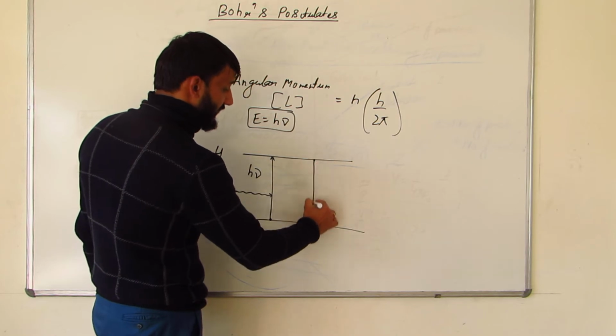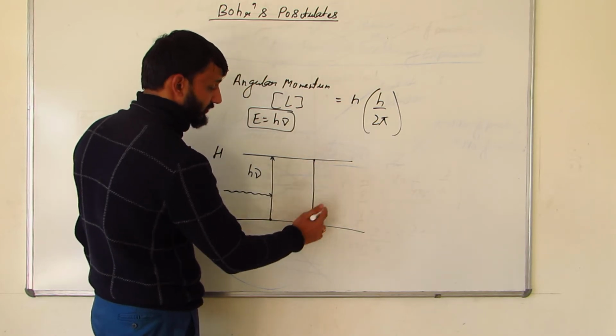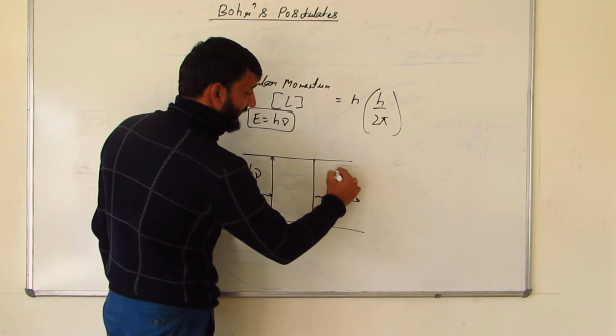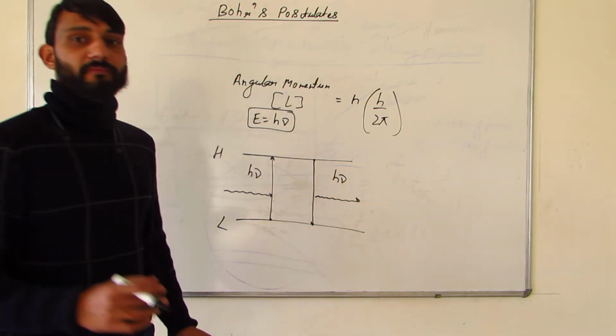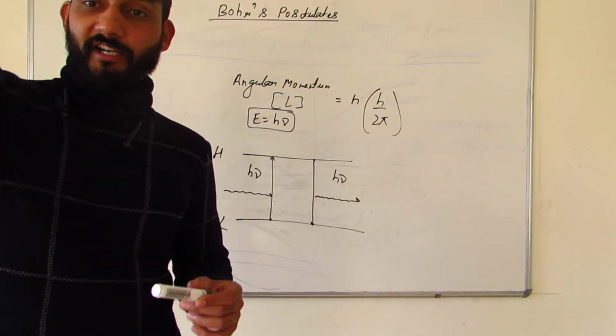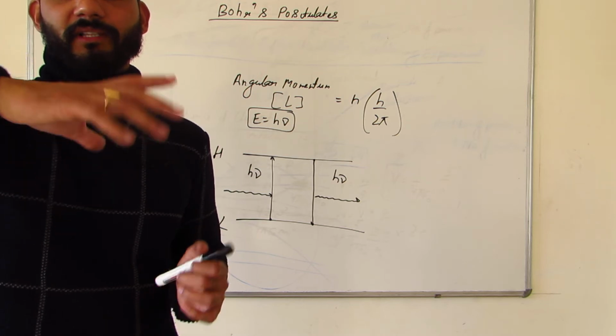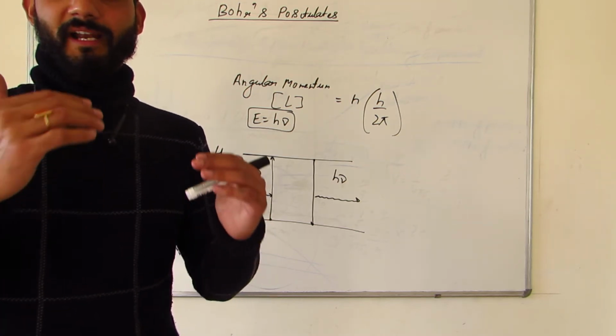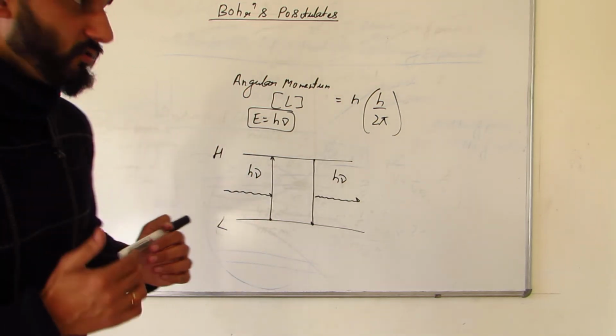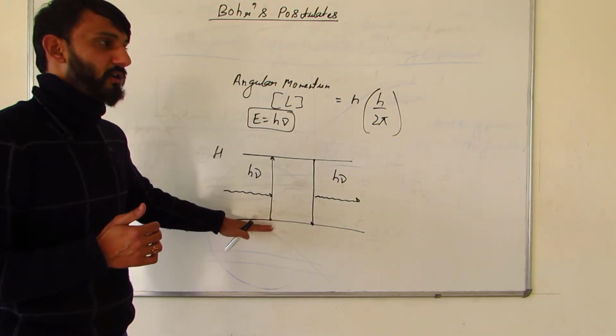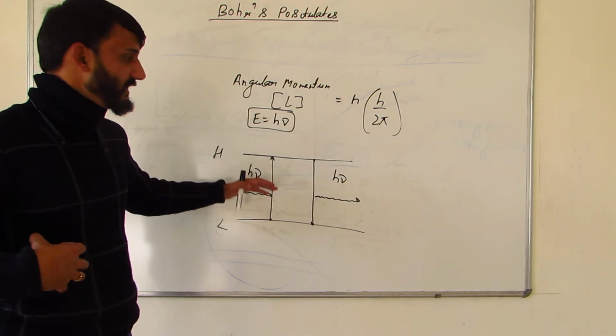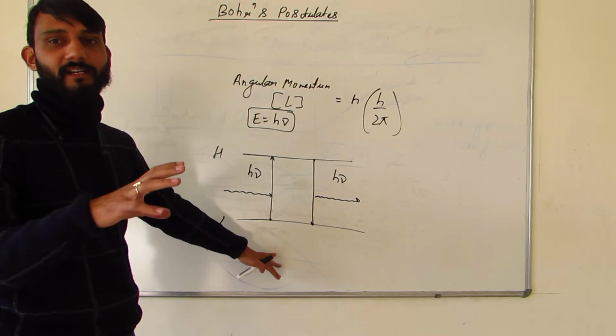When it jumps down from the higher orbit to the lower orbit, it emits this h nu. So, unlike what Rutherford said, that it continuously radiates energy while revolving, that is not the case. It will absorb energy when it goes from a lower orbit to a higher orbit, and radiate energy when it goes from a higher orbit to a lower orbit.